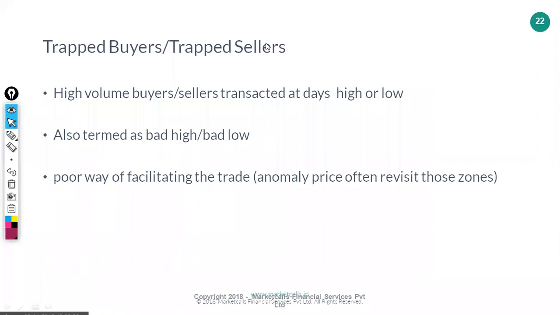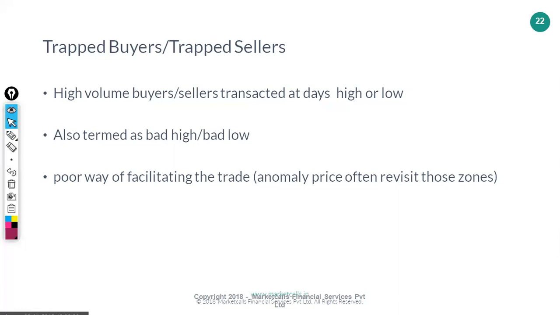We already saw one more example on trapped seller, where a high volume or a high seller transacted at exactly the day's high or at the day's low, at the day's edges. We also term that as a bad high or a bad low. It is a poor way of facilitating a trade, right? So price will often revisit this zone. But before revisiting, it also gives you a good opportunity to do scalping.